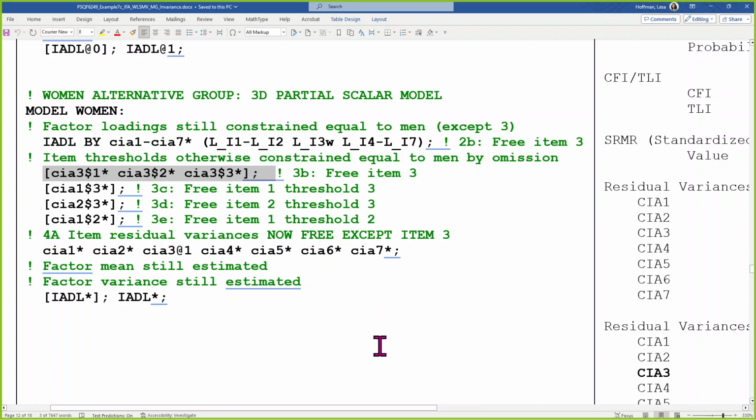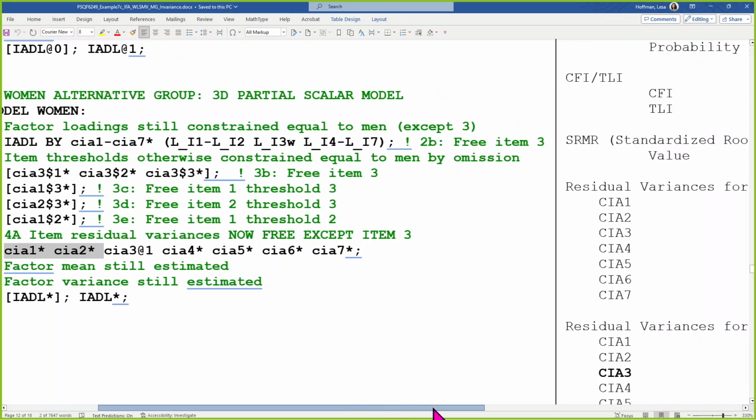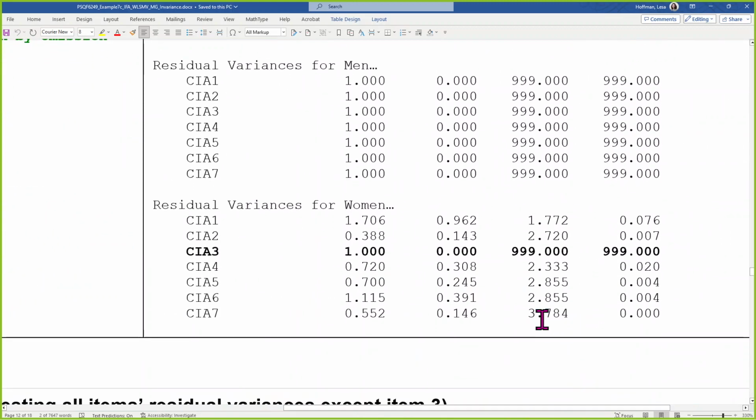It's not identified. It's only identified if you have the loadings fixed equal across groups and at least one of the thresholds, I think. In this case, all 3 had to be freed. So I can ask whether allowing the residual variances to differ from 1 improves the model fit. So here's what I end up getting back. It looks like some want to be bigger, some want to be smaller.